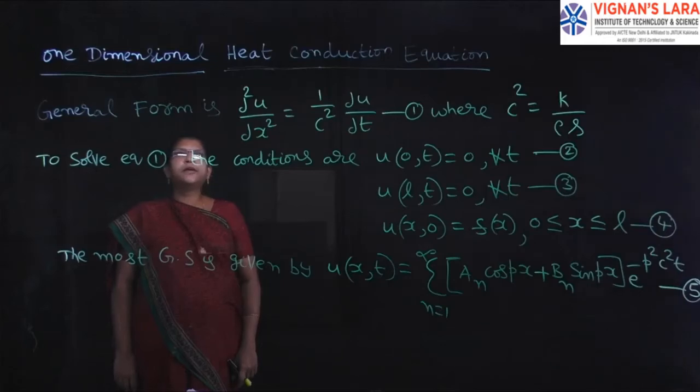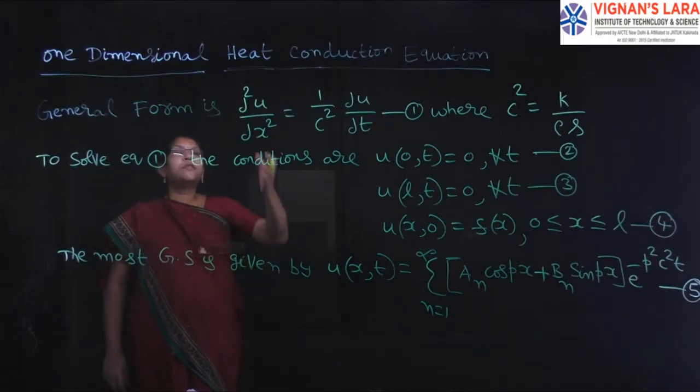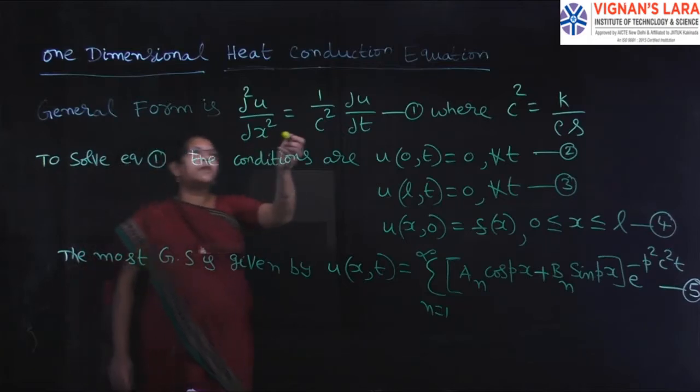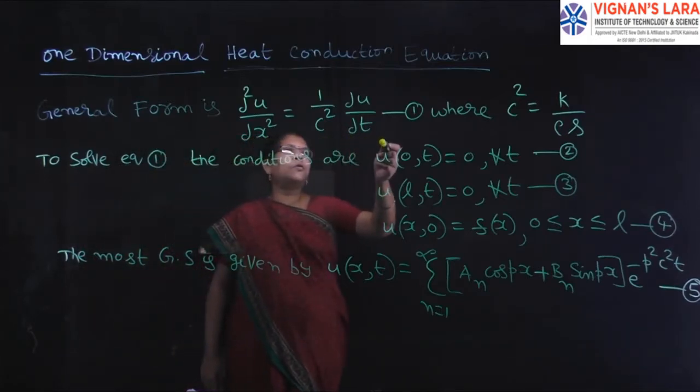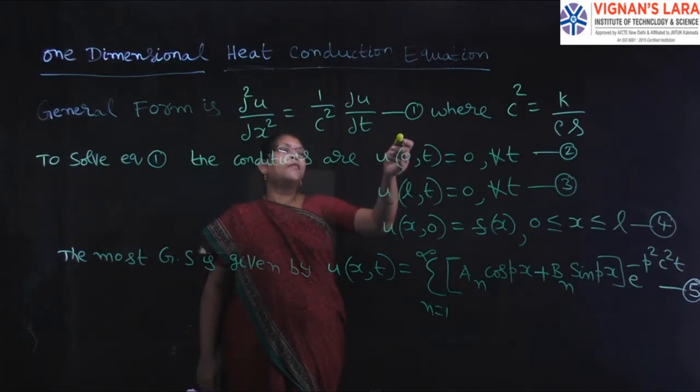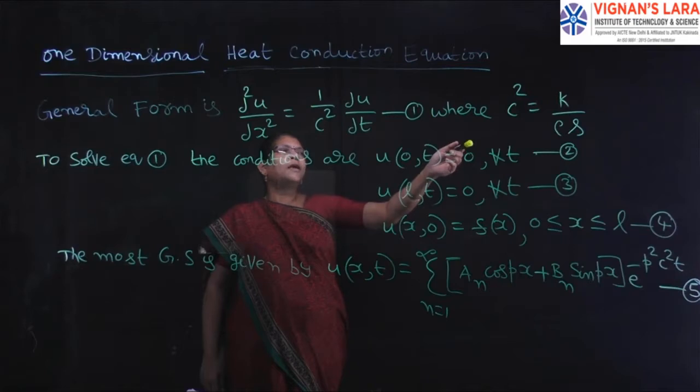I am Anusha. In today's class, I am going to explain the one-dimensional heat conduction equation. What is the general form? ∂²u/∂x² = 1/c² ∂u/∂t. Take this as equation number 1. What is c² here? c² = K by rho s.